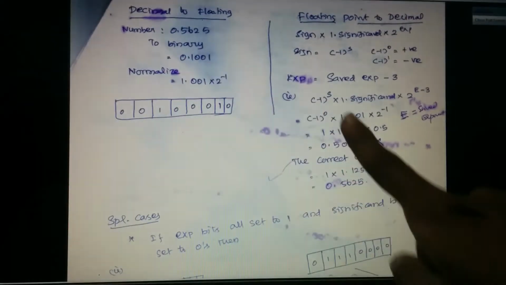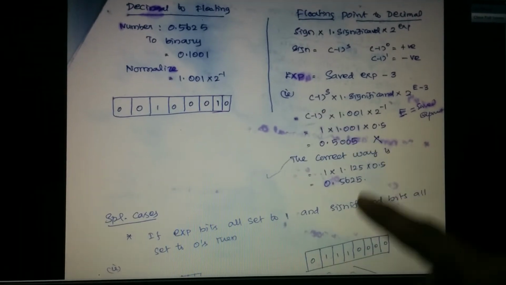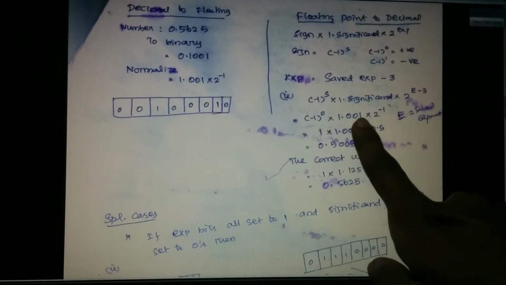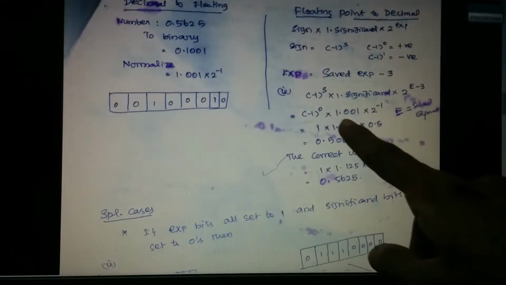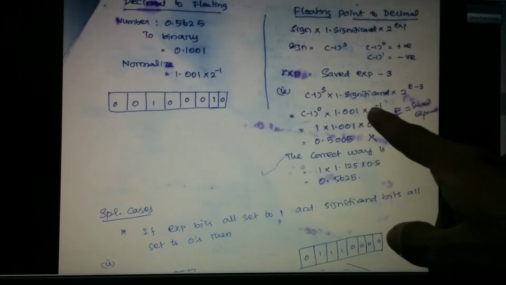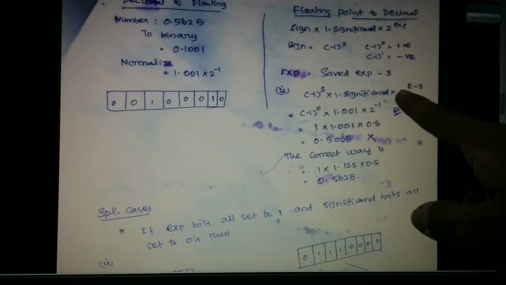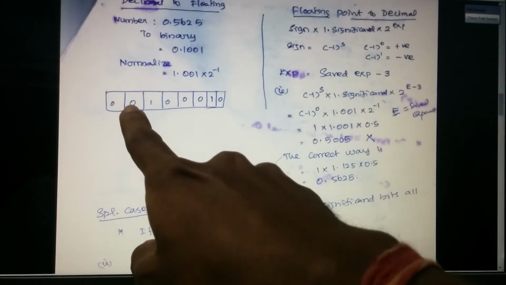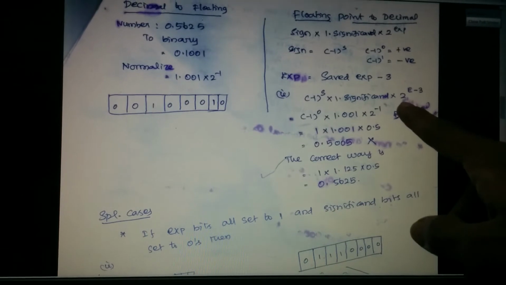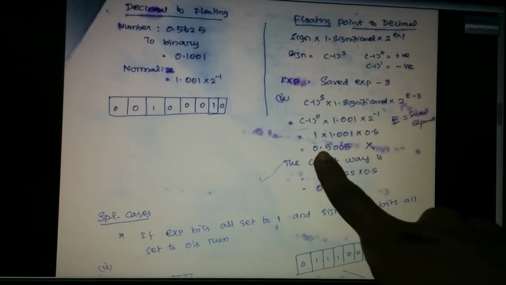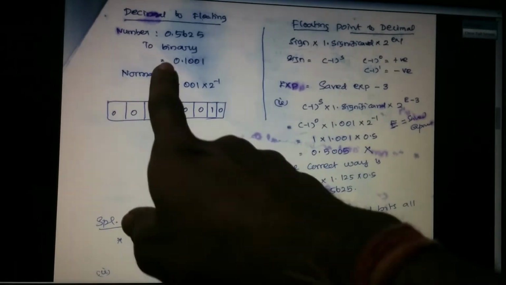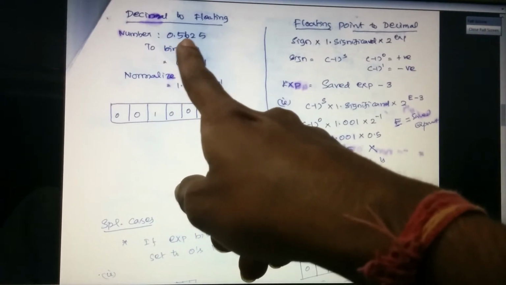Suppose this is the example we take: 1.001 times 2 to the power -1. Now to convert, (-1) to the power sign: this is a positive number, so the sign becomes 0. If it's a negative number, the sign becomes 1. Then 1.001, the significant part is 001. Here we have written 1.001 times 2 to the power -1, from 2 to the power e minus 3. Here the value of 010 is 2, so e minus 3 gives -1. So from this we simplify and get 0.5005, which is not at all equal to our original number 0.5625.